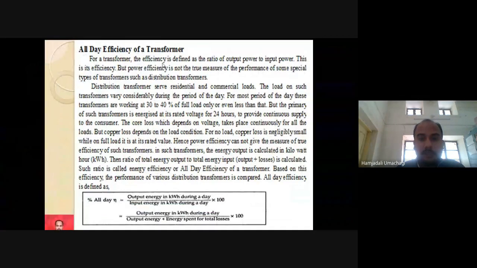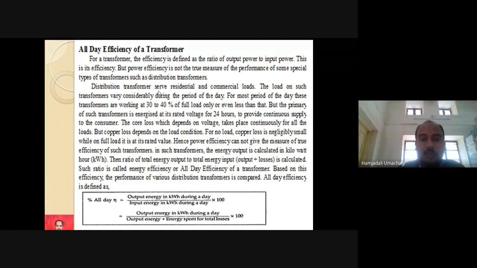For a transformer, efficiency is defined as the ratio of output power to input power. This is its efficiency. Okay, but power efficiency is not the true measure of the performance of some special types of transformers such as distribution transformers. Yes or no? As I told, consumers will not be using the power throughout 24 hours of a day. They are going to make use of it as and when they require.